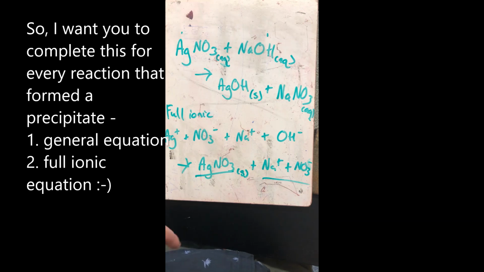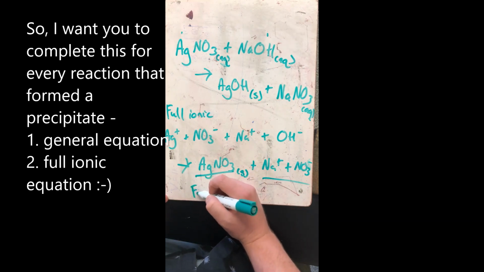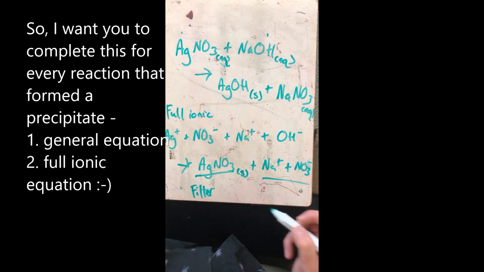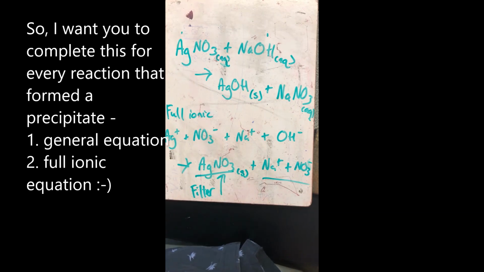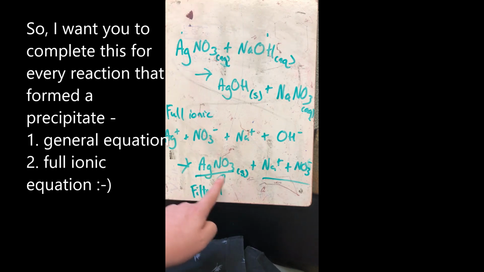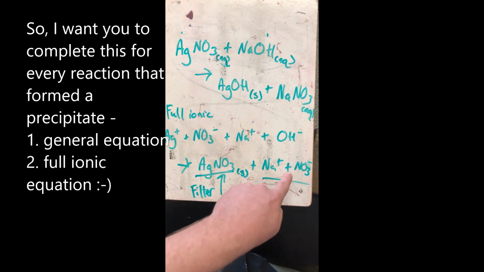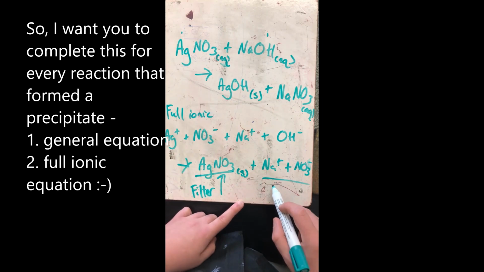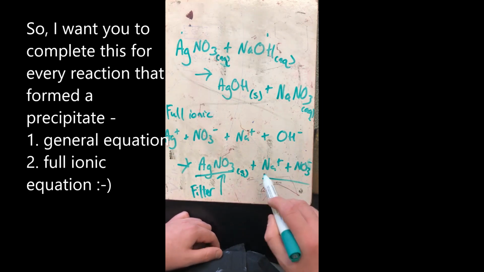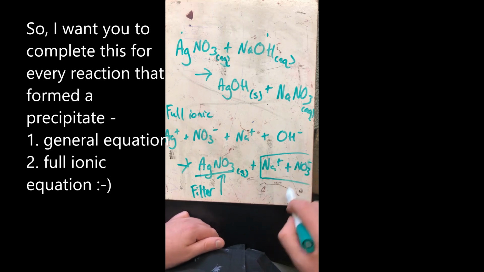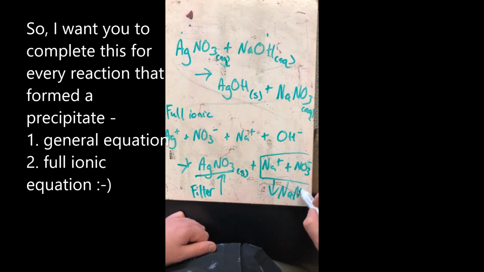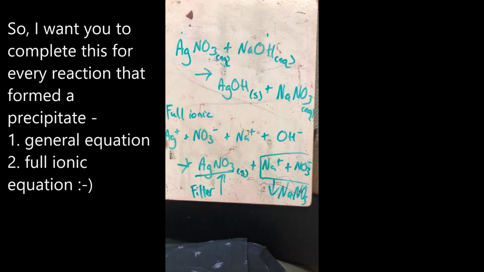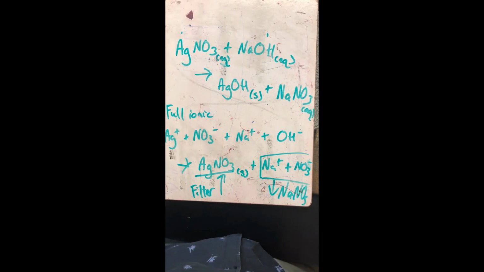What we could do is filter this solution, and you'd be left with a residue inside of that filter paper of this silver hydroxide. And guess what would go through? The liquid with these ions. If you were to distill it, or boil it to get rid of the water, you would then end up with sodium nitrate powder, because it probably would turn back to a solid. All right, hopefully this works for you.